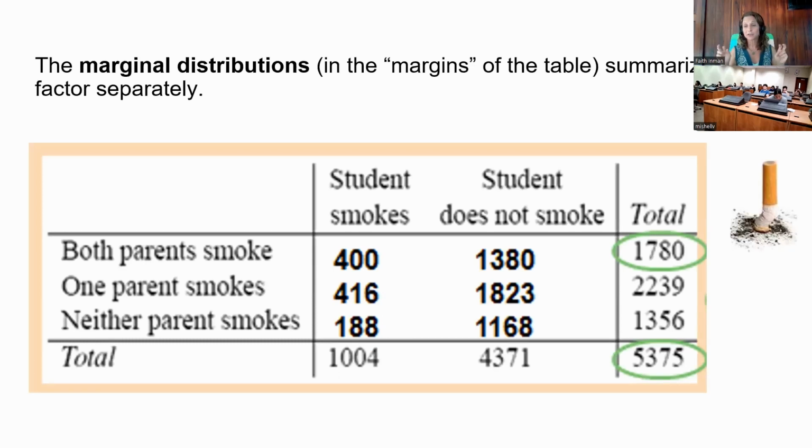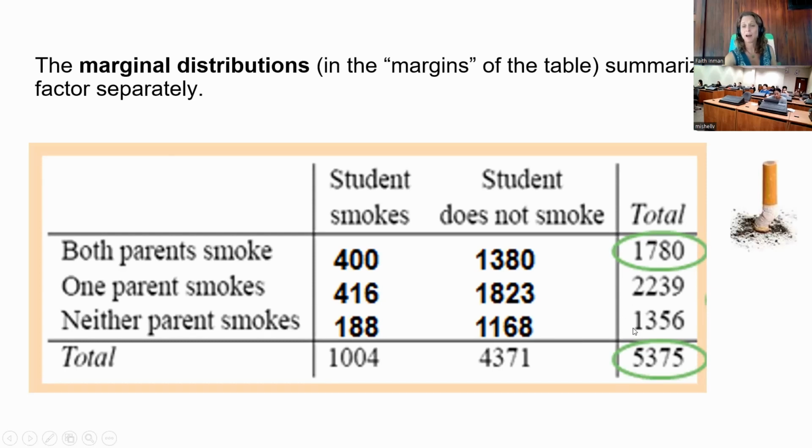The marginal distributions, I know this is a lot of jargon, but the marginal distributions are calculated in the margins of the table. In other words, over here on the right side and on the bottom, we calculate the totals. So we say, how many students are there in the larger group of students with parents that smoke? Whether or not the student smokes, do their parents smoke? How many total? 400 plus 1380 is 1780, right?